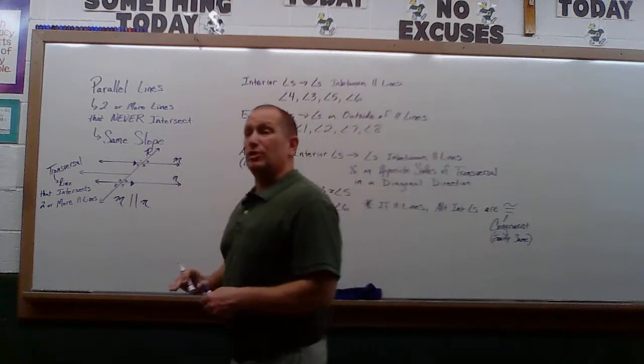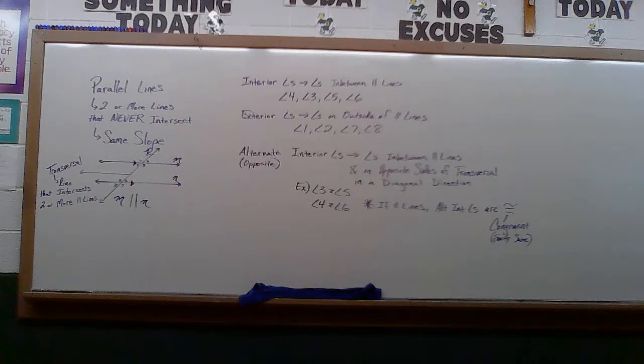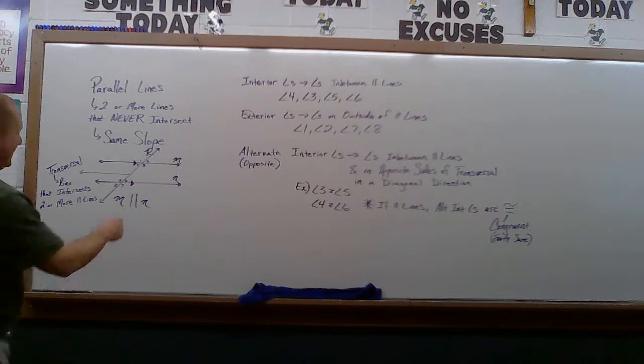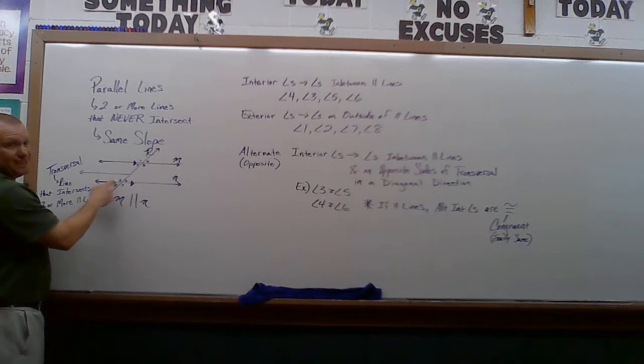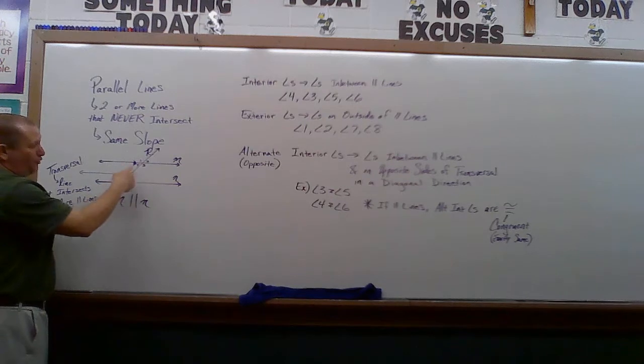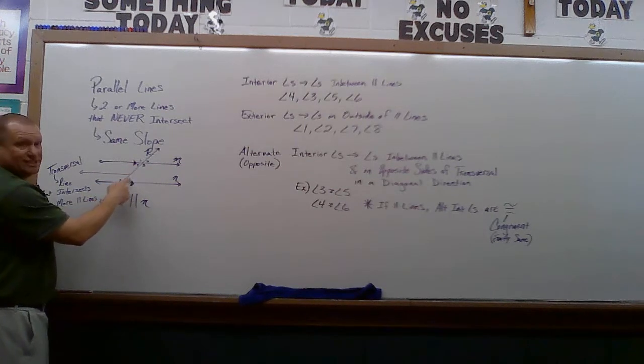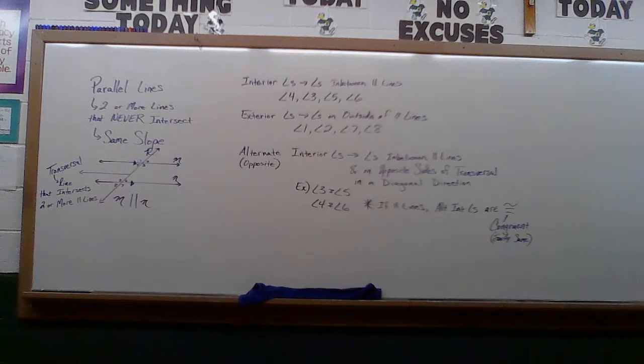So, realistically, when we say they're exactly the same, they should have the exact same what? Degree measure, exactly right. So, angle 3 and angle 5, this one's upside down, but this is an obtuse angle and this is an obtuse angle, right? Angle 4 and angle 6, this is an acute angle and this is an acute angle. Everybody agree with that? So they're exactly the same.